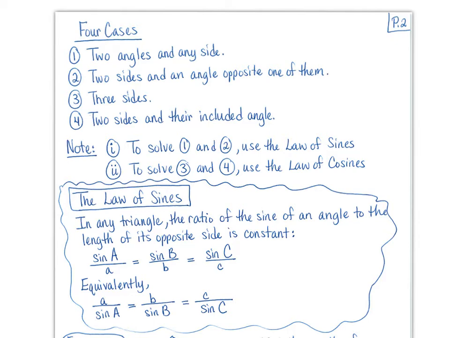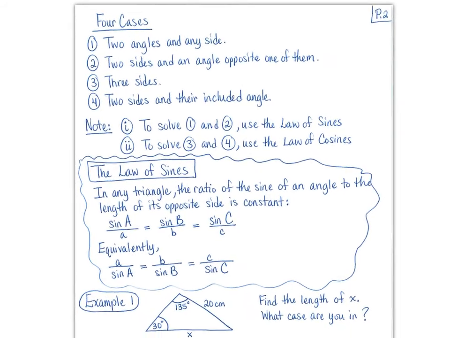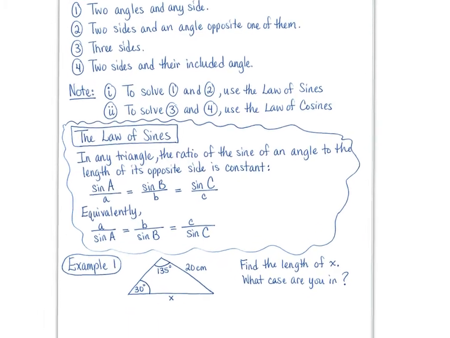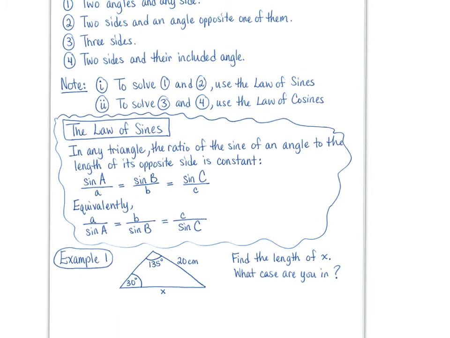So the law of sines, now we know what that is. Now let's apply it. Remember the four cases. We're going to be referring to those four cases throughout the remainder of class whenever we talk about examples. So, example 1. We're given this triangle. You have angles 30 degrees, 135 degrees, and a side that's 20 centimeters in length. And then we have this unknown x. We have to find the length of x.